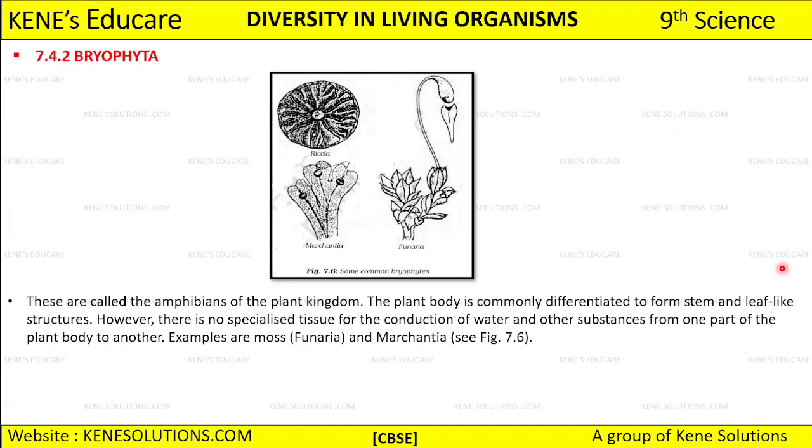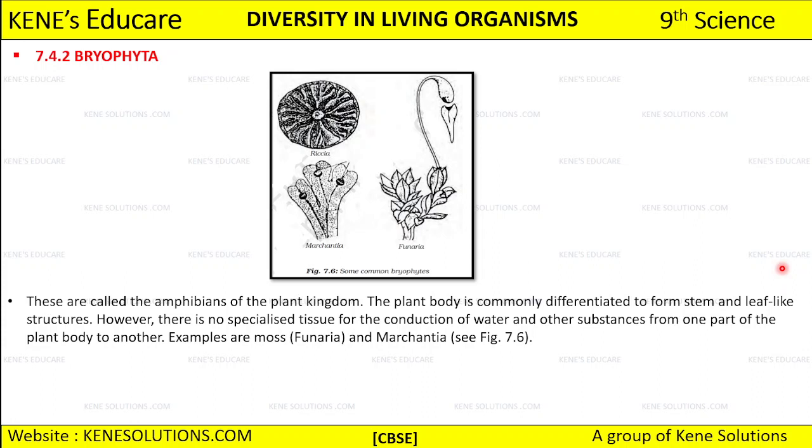Okay, after Thallophyta, the next division that we have is Bryophyta. Next division क्या है? Bryophyta. Now Bryophyta को हम बोलते हैं amphibians of the plant kingdom. What are they called? Amphibians of the plant kingdom. Here in division Bryophyta, the plant body can be differentiated, it can form a stem, it can form a leaf-like structure. However, you will see that the plants under Bryophyta are not going to have any specialized tissue.